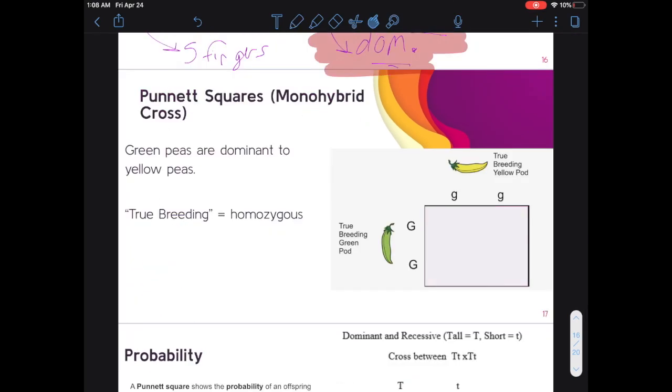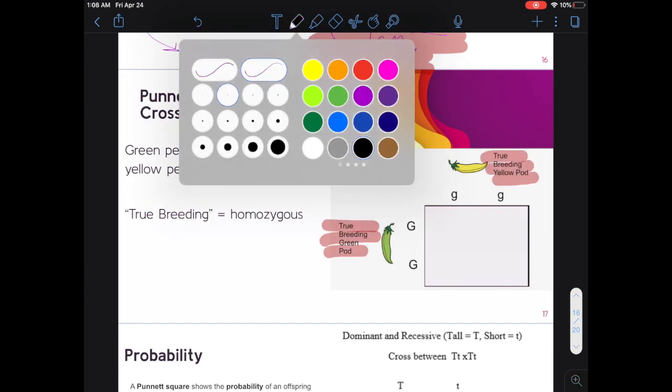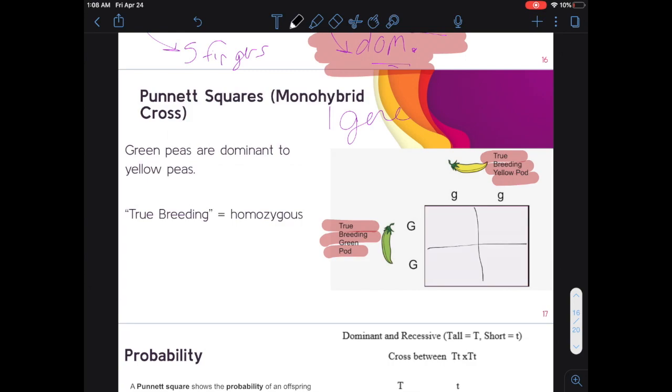So monohybrid crosses. This is testing one gene. Okay, so in this example, it's going to be the gene that's the color of a pea plant. So the first thing that you would do is make your Punnett square, and you would put the parent genotypes, let's say this is mom and this is dad, on one side. Both letters for mom on one side, and both letters for dad on the other side.